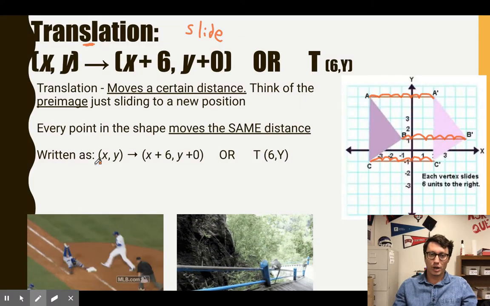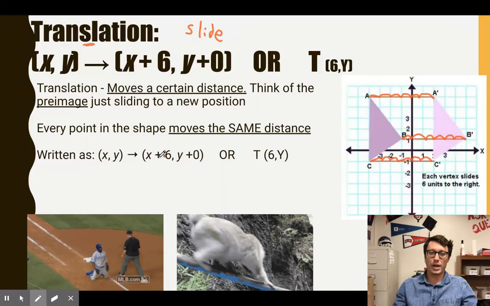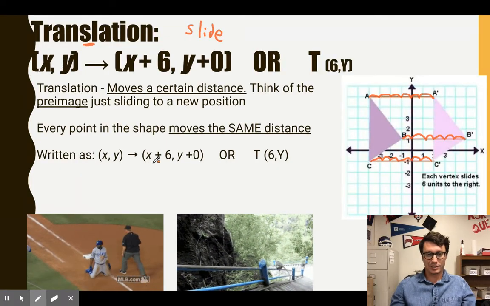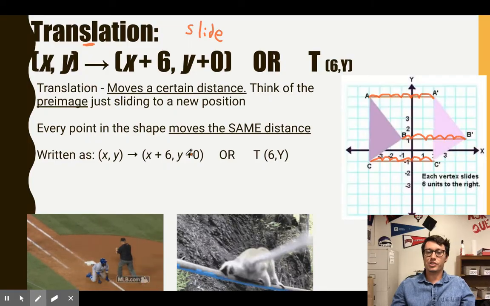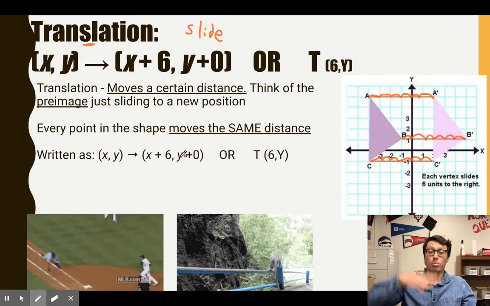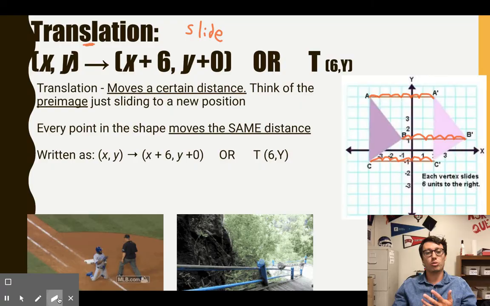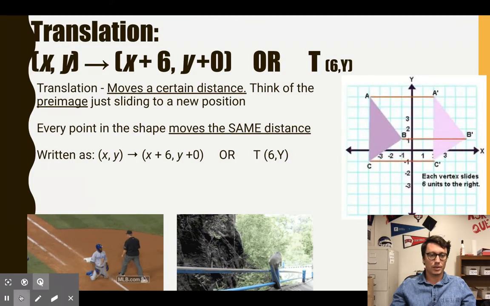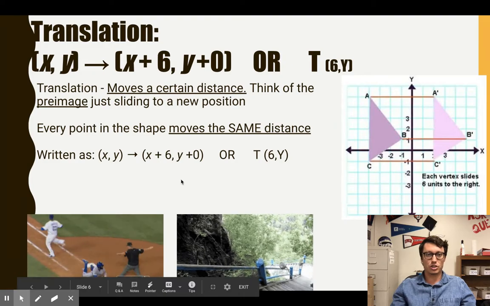So the way that we would write that is (X, Y) changes to (X + 6, Y + 0), because it's moving positive 6 in the X direction, and it doesn't move at all up or down in the Y direction. Again, we'll go more in depth on this next lesson, but make sure you're writing down these definitions.